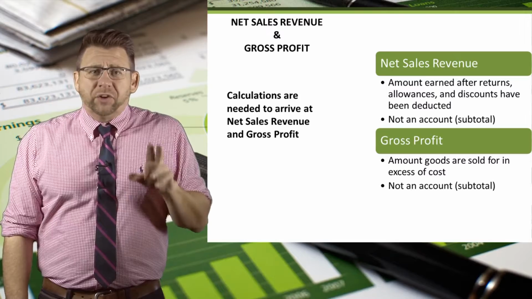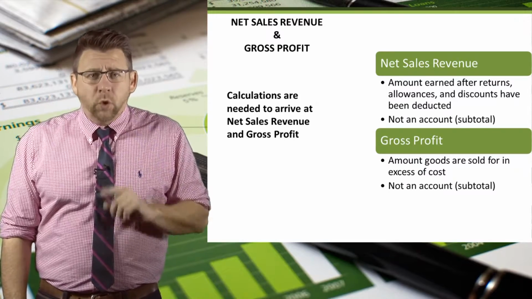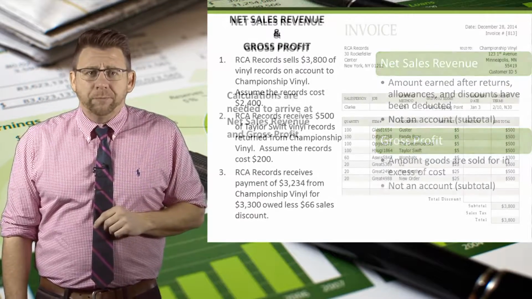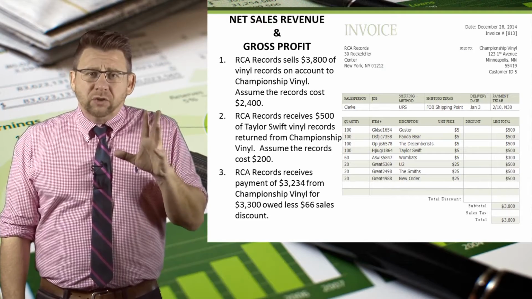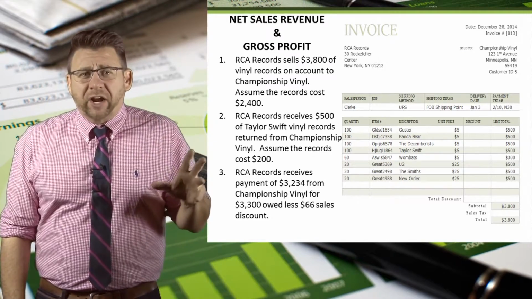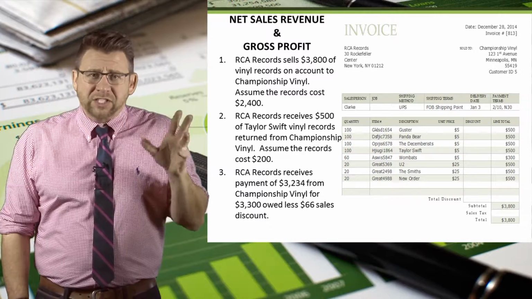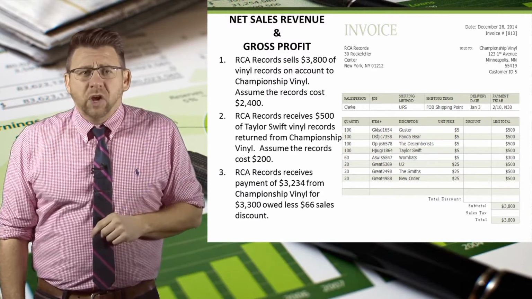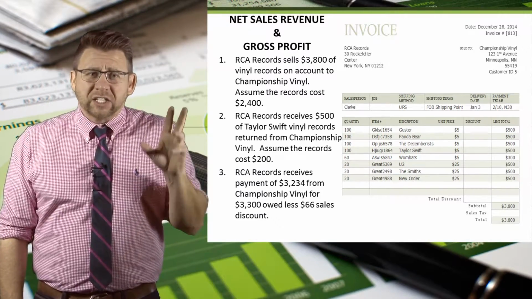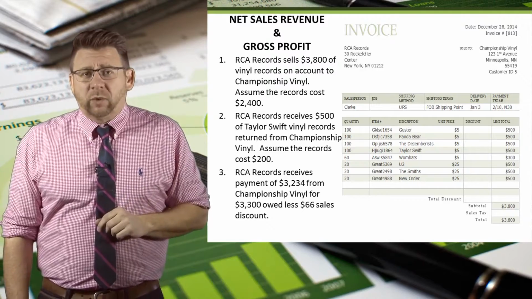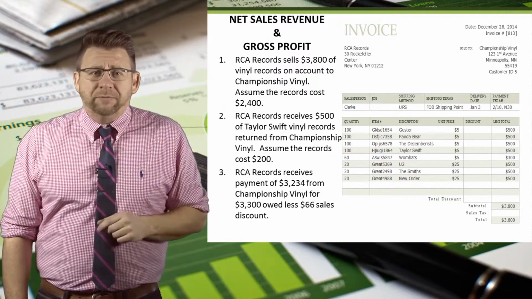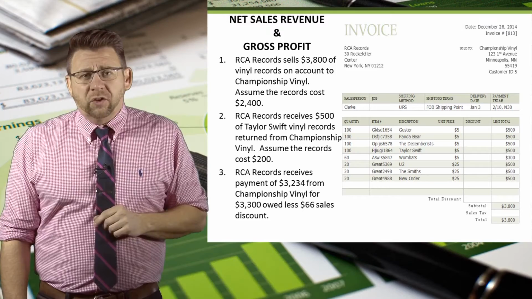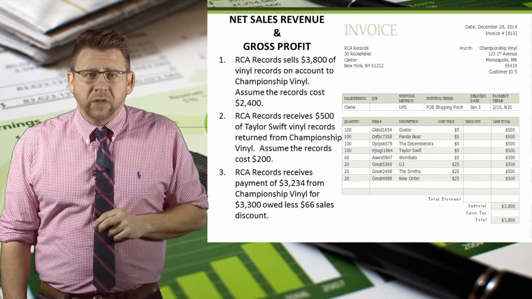Since net sales revenue and gross profit are subtotals, we need to learn how to calculate both. Let's look at the data we used earlier from the sale of records from RCA Records to Championship Vinyl. Recall that RCA Records sells $3,800 of vinyl records on account to Championship Vinyl. Let's assume that those records cost $2,400.